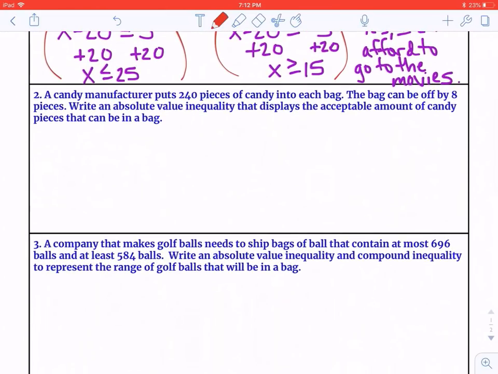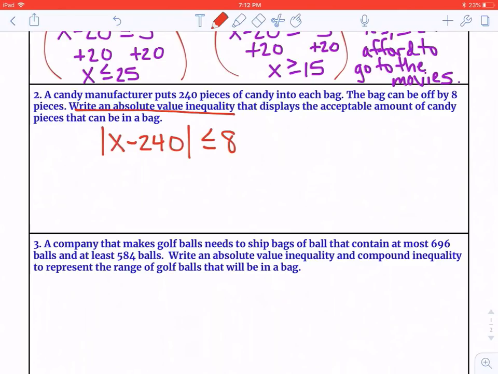A candy manufacturer puts 240 pieces of candy into each bag. The bag can be off by 8 pieces. Write an absolute value inequality that displays the acceptable amount of candy pieces that can be in a bag. So we don't know the actual amount, but ideally there are 240 pieces per bag. And then that could be off by as much as 8 pieces of candy. So there's our inequality. It just says to write an absolute value inequality, so in this case, we don't have to solve it. This does display the acceptable amount of candy pieces that can be in a bag.